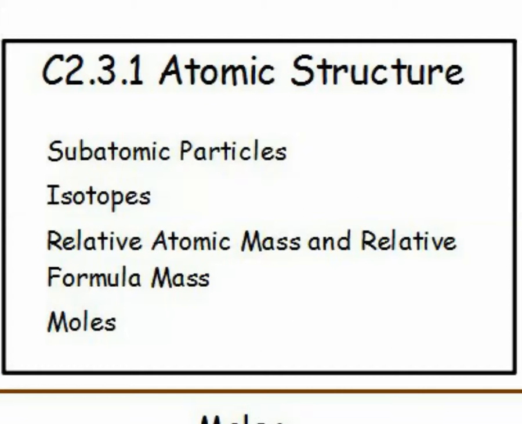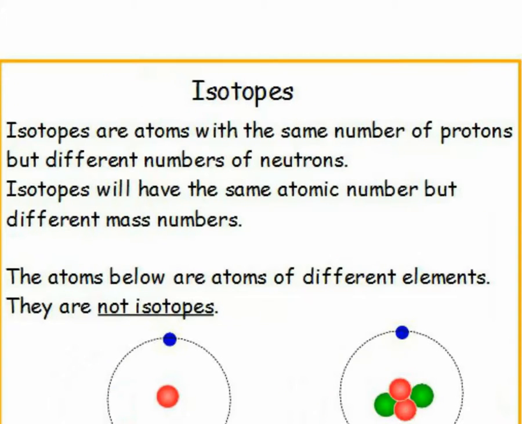Next, we need to look at isotopes. Isotopes are atoms that have the same number of protons but different numbers of neutrons, and should not be confused with a Springfield baseball team. This means that they have the same atomic number but different mass numbers.